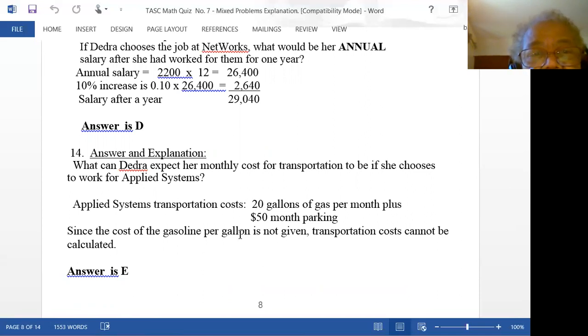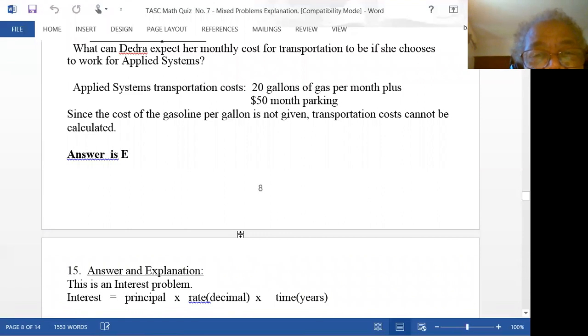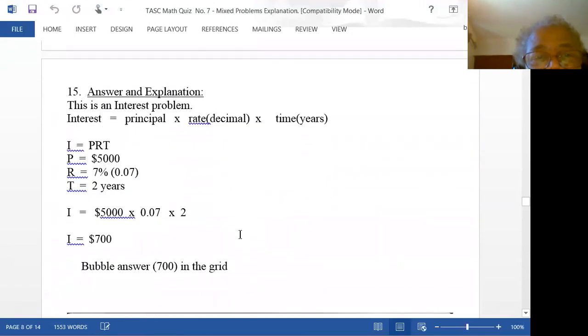Okay, let's go to 15. 15 is an interest problem. Interest equals principal times rate, which is a decimal, times the time, which is in years. Now, interest can be interest on money borrowed, or it could be interest on a savings. In this case, it's a CD, okay? A CD at the bank.